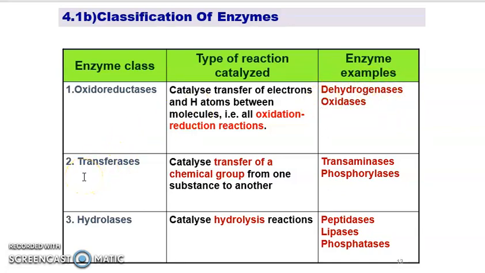Okay, and then second, transferase. Second class are transferase. So the type of reaction it catalyzes, it will catalyze transfer of a chemical group from one substance to another. Okay, so what is the example? So you can give transaminase and also phosphorylase. Okay, and then next, third, hydrolase. So the type of reaction, it will catalyze hydrolysis reaction. Okay, so yang tulisan yang color merah ni, this one adalah keywords lah, for the types of the reaction. Okay, and then the example, peptidase, lipase, and also phosphatase.